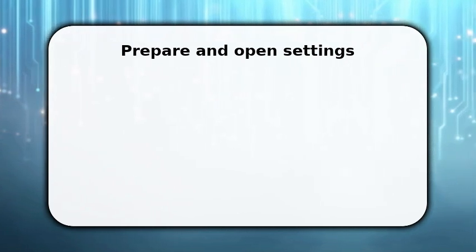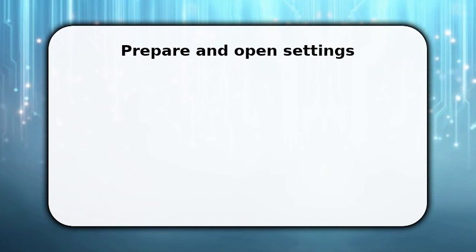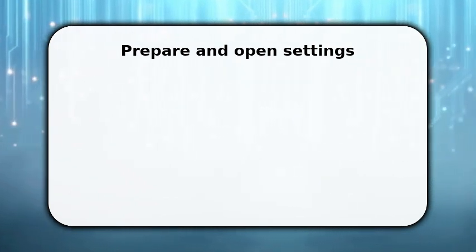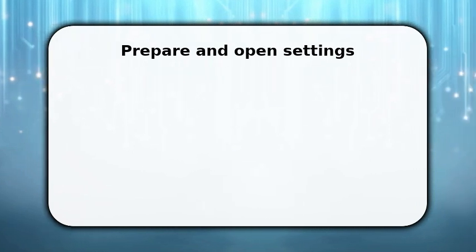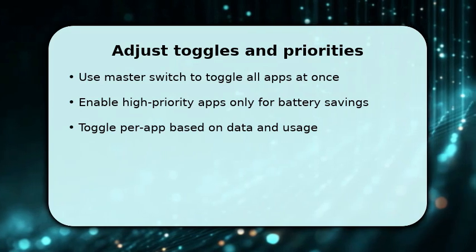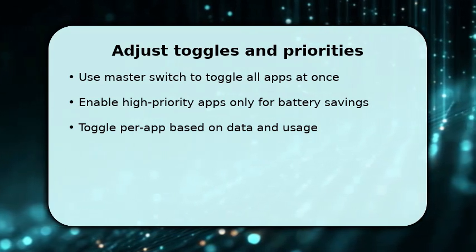You need a working Wi-Fi or cellular connection because toggles may sync with the cloud. Once there, take note of the master switch and the per app list so you can act quickly. Now adjust the master toggle and each app based on how often you need fresh content.